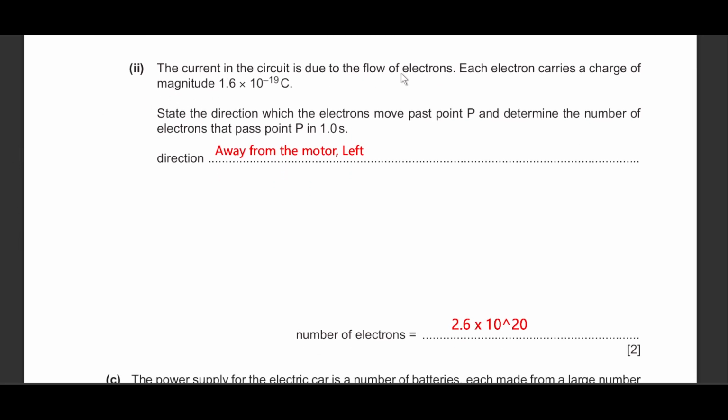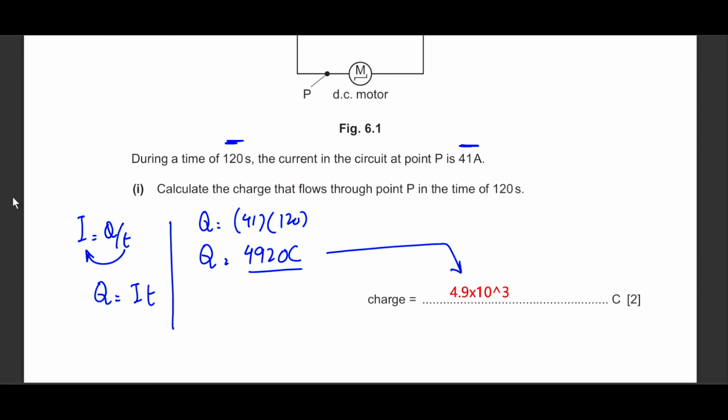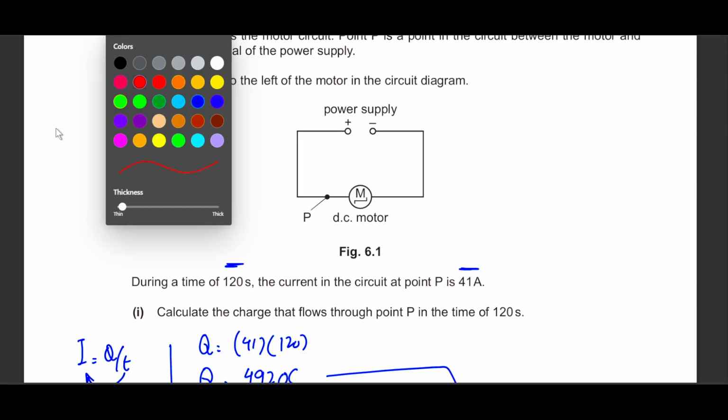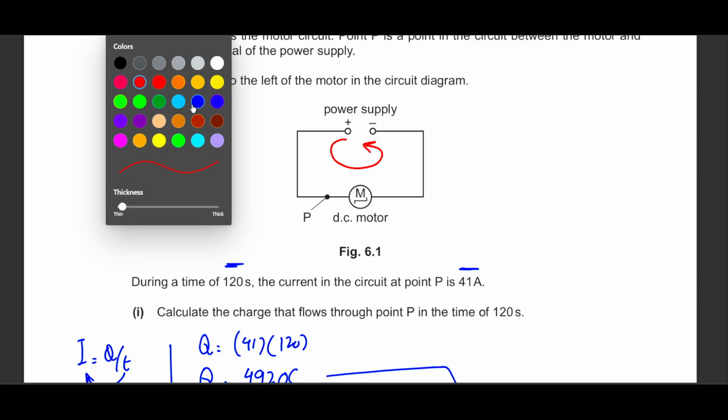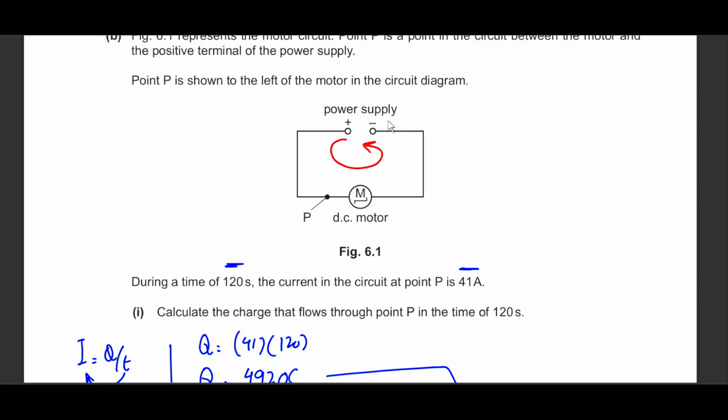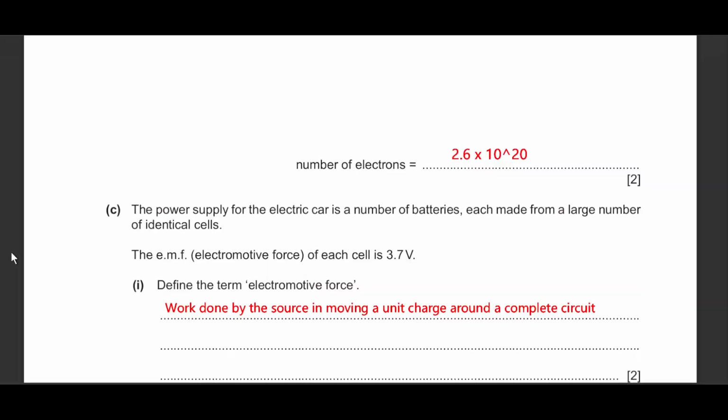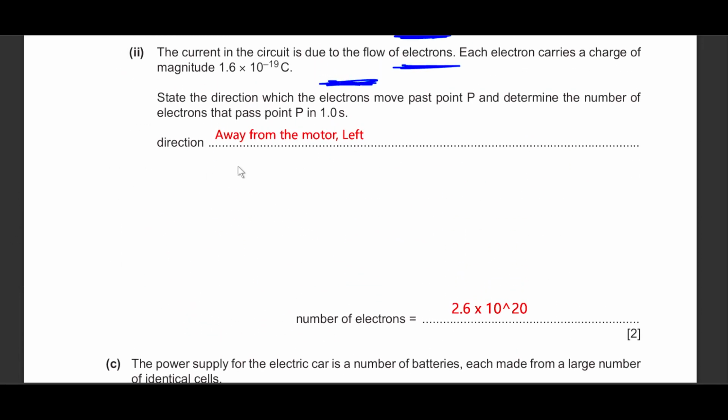Part number 2 says the current is due to the electrons. Be advised, these are electrons, and each electron carries a charge of this. Say the direction of the electrons, because generally we are thinking about the conventional current, which goes from positive to negative. But since he's asking about the electrons, it's opposite to the conventional current, from negative to positive. So at point P, it is going to the left, or you can say it's going away from the motor. There are two ways to describe what you are going to see: away from the motor or leftwards.